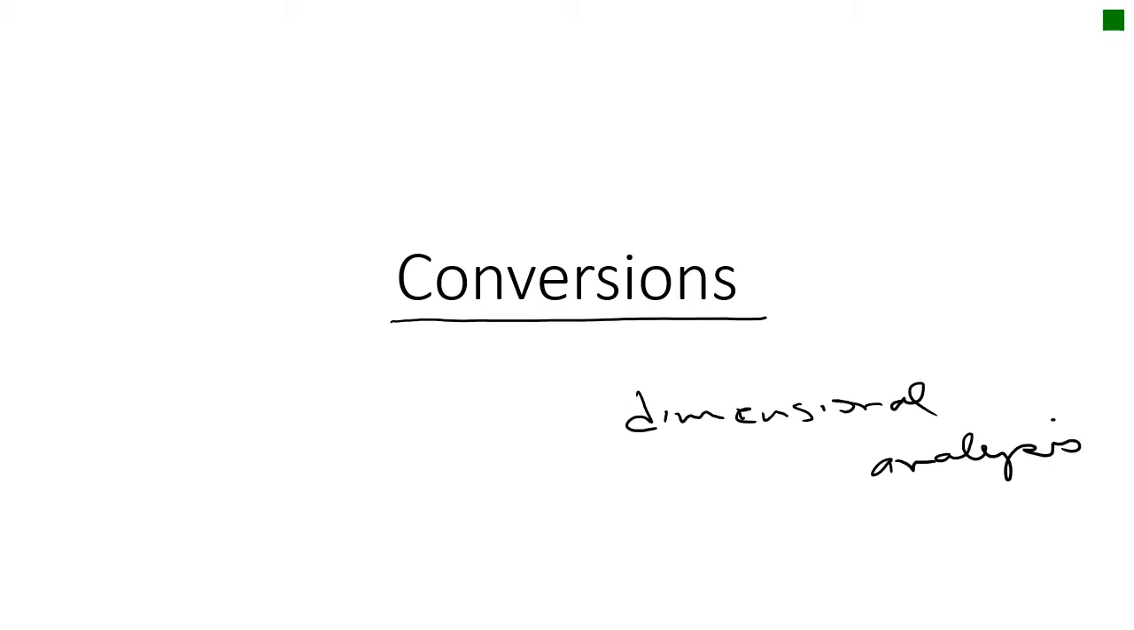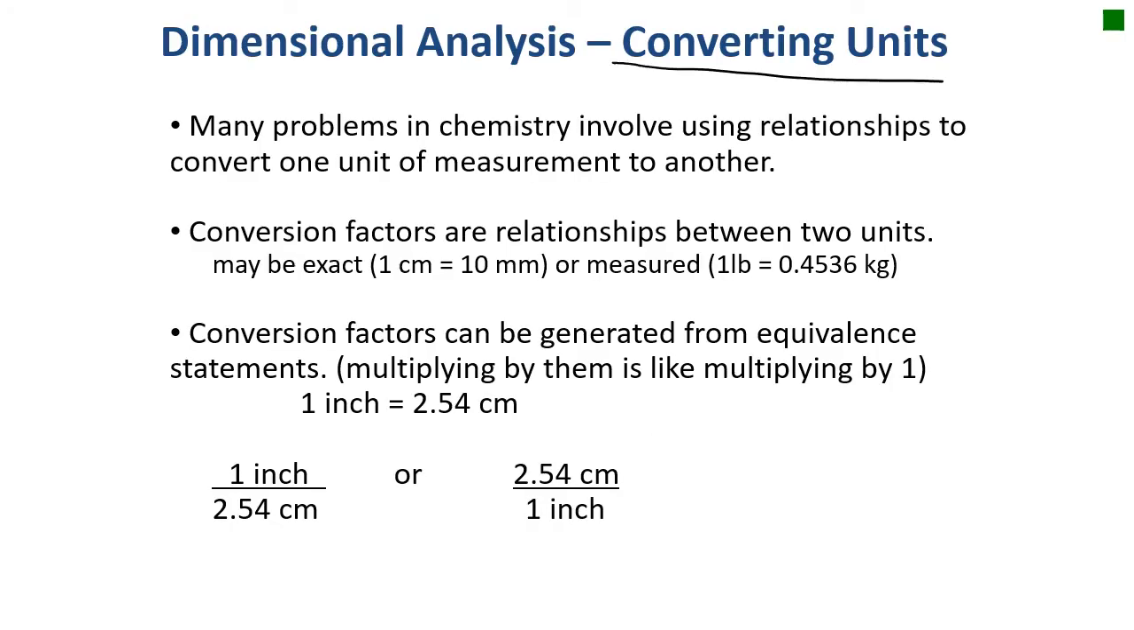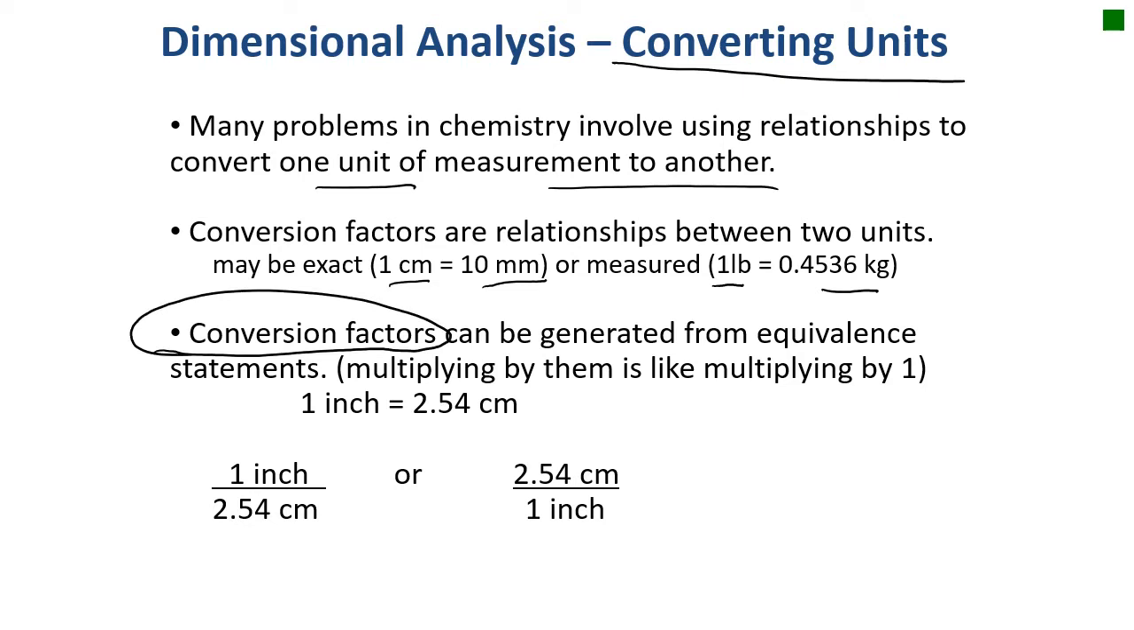And we're going to pretty much do every conversion problem the same way. So let's work at it and see if we can get good at it. So, converting units. Most problems in chemistry really do involve just taking one unit of measurement and putting it into another one. For example, you may want to convert between pounds and kilograms or centimeters and millimeters. And what we're going to do is go from one to another using conversion factors.